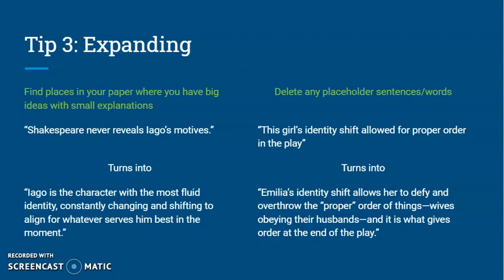Instead, by adding some details and some supporting evidence, it is possible for your audience to get a clearer picture of the ideas that you are trying to present. Using our example sentence, by expanding upon it and removing the placeholder words, we come up with a sentence such as the following. Amelia's identity shift allows her to defy and overthrow the proper order of things, wives obeying their husbands, and is what gives order at the end of the play. In this way, your audience now has more details and can understand the application of your thoughts to this specific example.